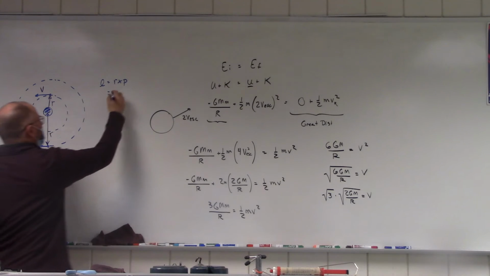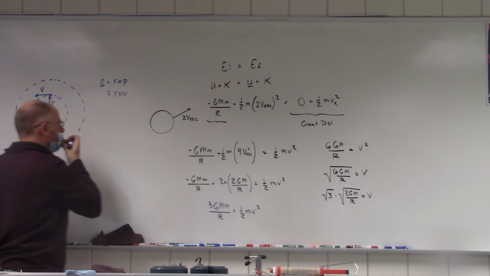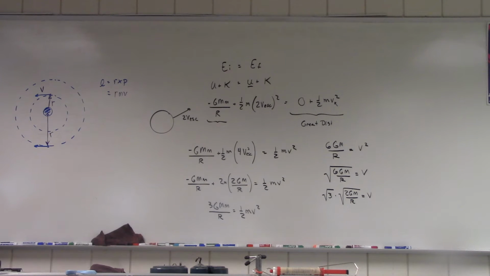So angular momentum is going to be rmv. I'm going to go with D on this one. We're going to go rmv for one, then subtract rmv for the other, because angular momentum itself is rmv, and they're going to be in opposite directions.